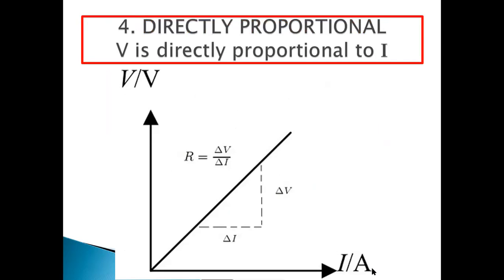V is directly proportional to I. Okay. V is directly proportional to I, because it goes through 0.